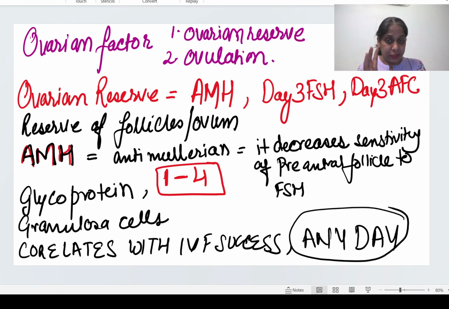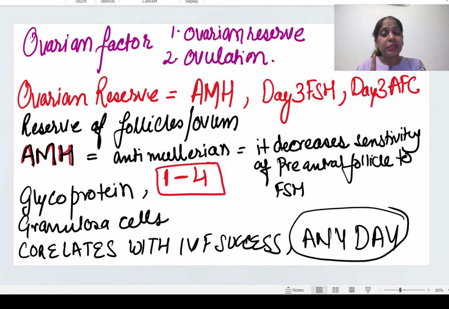Anti-Mullerian hormone is this. Now, what questions are asked on this? What is its function? Its function is, number 1, it decreases the sensitivity of the antral follicle to FSH. Number 2, it does not let the Mullerian duct derivatives grow.